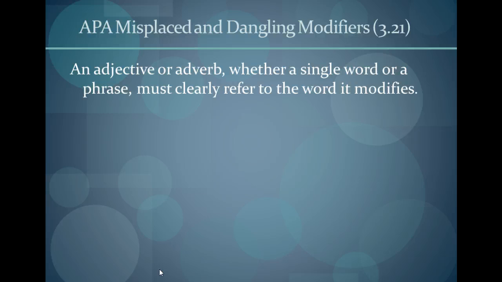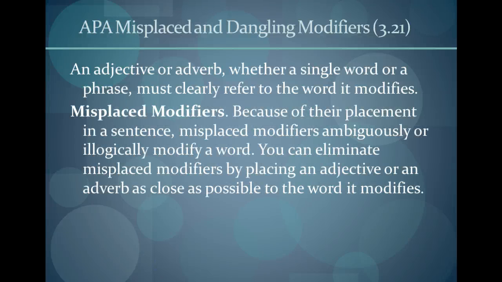The APA manual has a section that discusses misplaced and dangling modifiers, and I just want to mention that briefly. Basically, any word that you're using to describe something always needs to be placed as closely as possible to the word that it modifies. So what's considered a misplaced modifier is when you place the word away from what it's supposed to modify and maybe have a phrase in between that makes it unclear what is supposed to be modified by the adjective or adverb.